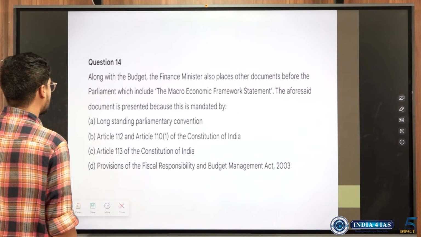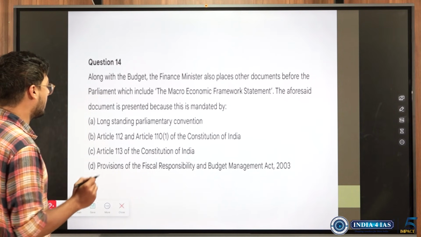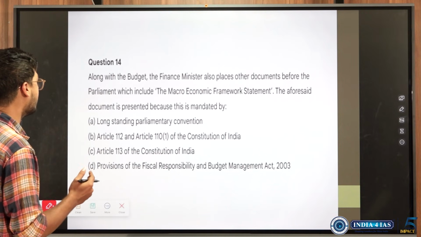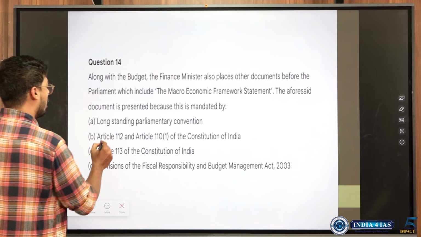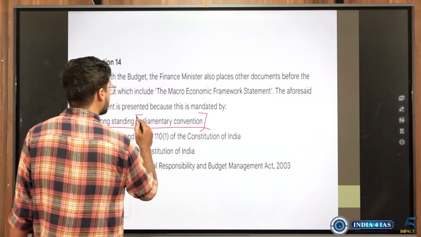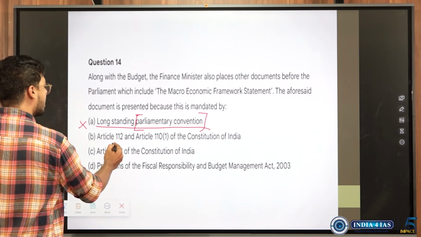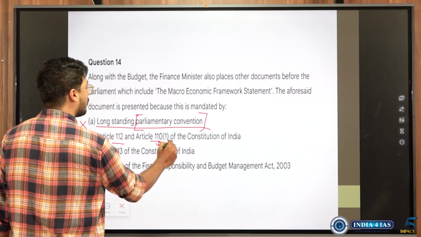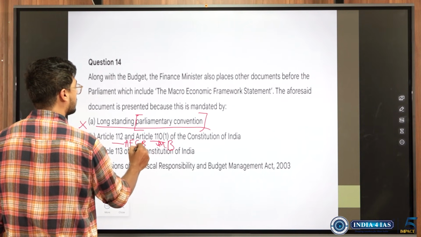We'll look at question number 14. Along with the budget, the finance minister places other documents before the parliament, which include the macroeconomic framework statement. The aforesaid document is presented because this is mandated by which of the following? Long-standing parliamentary convention. Convention we already spoke of, means it has been followed by practice. No. Article 112 and 110. So money bill, annual financial statement, which is nothing but the budget.